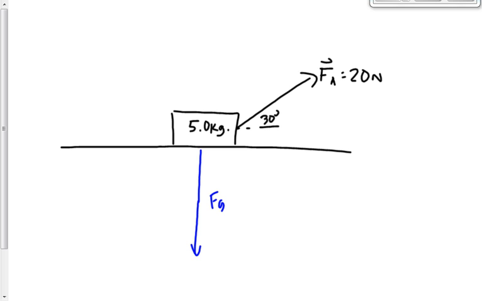And we also have a normal force acting up on this 5 kilogram object. Is this force, the normal force this time, going to be the same value as gravity? Is it going to be more than gravity, or is it going to be less than gravity? It's going to be less than gravity. Can you explain why it's less than gravity?